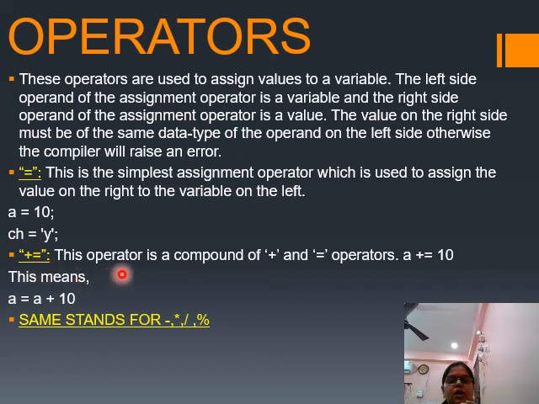Plus equal to, this is the plus and equal operator. A plus equal to 10 means, whatever the value of a is, suppose a is 10, then 10 plus 10 it will become 20. It is called a shortcut in Java also. A plus equal to 10 means A is equal to A plus 10. The same stands for minus, product, division and for the remainder.